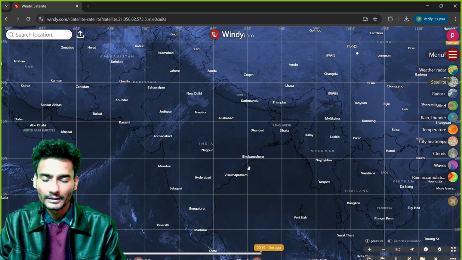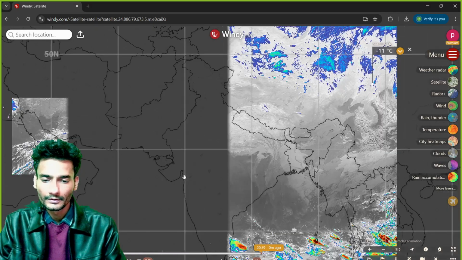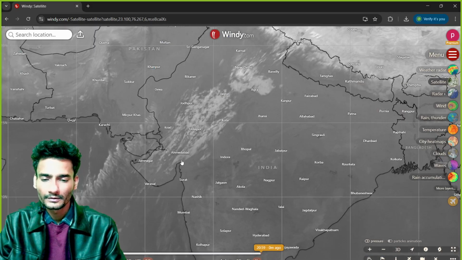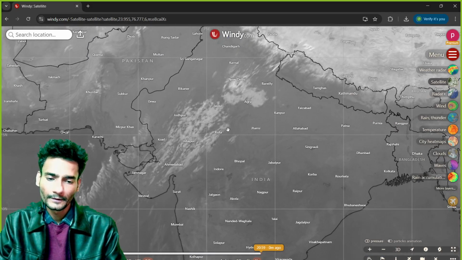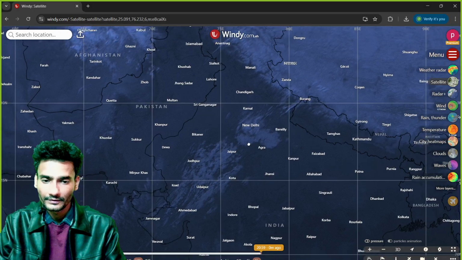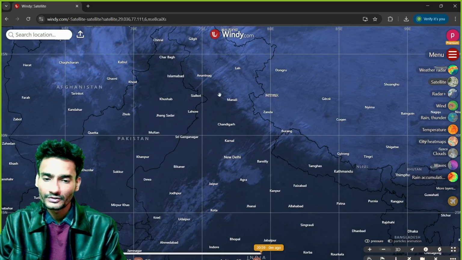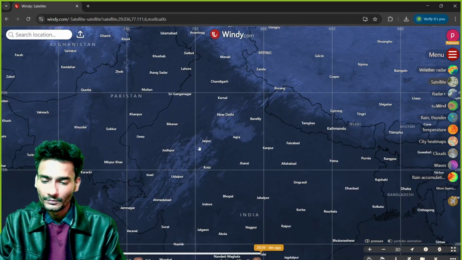So currently, as we can see, there are mild clouds over Gujarat, southern Rajasthan, and part of Delhi NCR. These clouds which are visible are in fact part of the western disturbance. But the rainfall of this western disturbance is not starting from Jammu and Kashmir, but from the Gujarat and Rajasthan region.